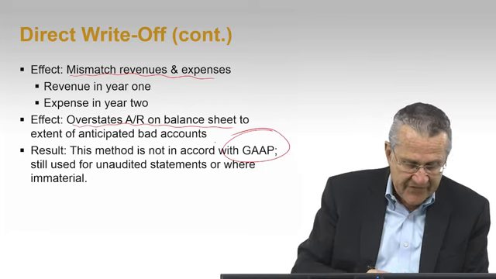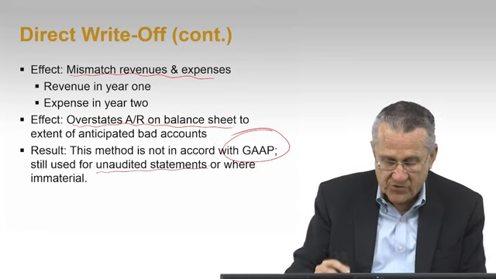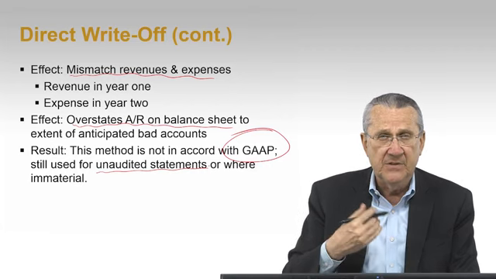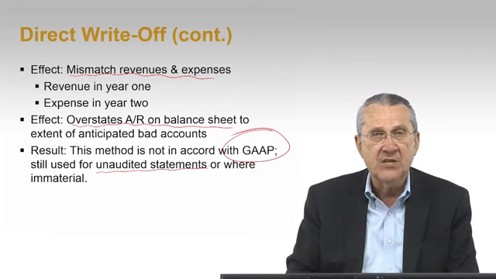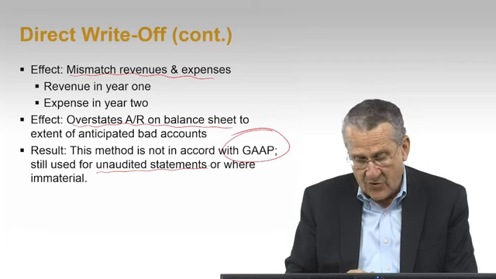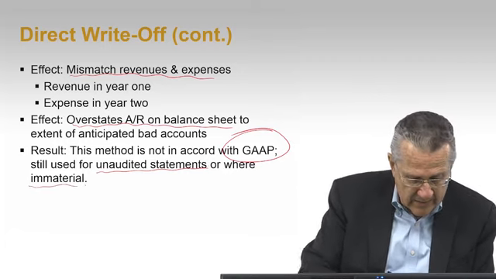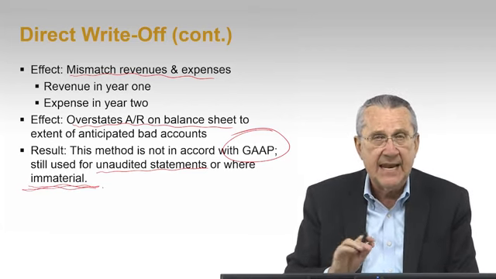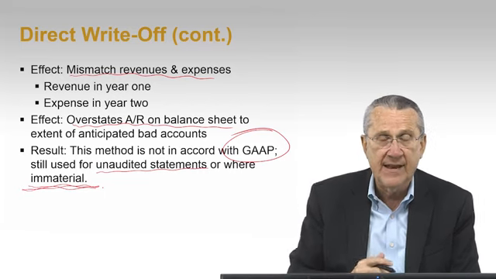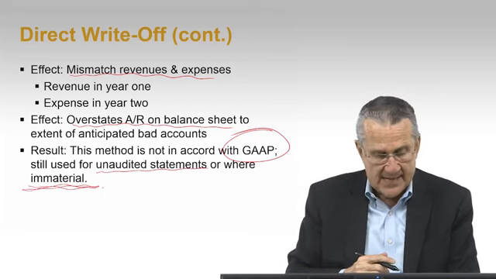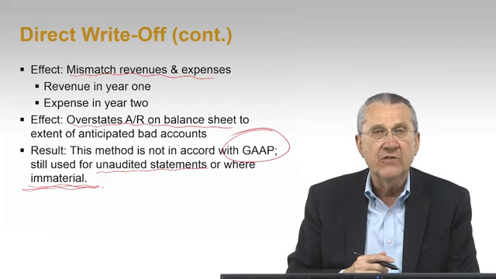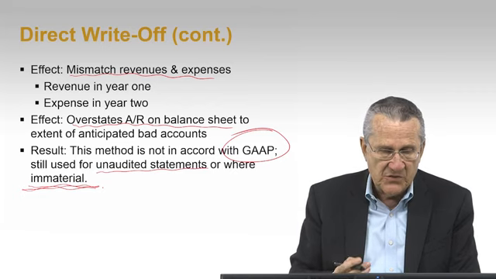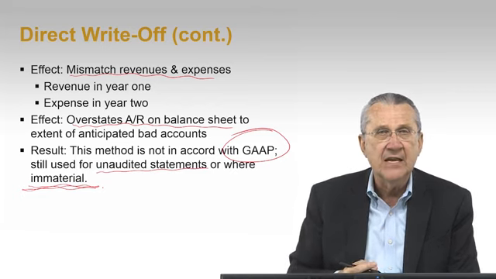Now, you may still find it for unaudited financial statements where we don't purport to present financial statements that are in accord with generally accepted accounting principles. And of course, where they are immaterial, where the bad debt number is so small that nobody really cares because we don't do much credit activity, for example, then you can probably get away with using the method. Otherwise, though, you should not expect to see the direct write-off method being used.